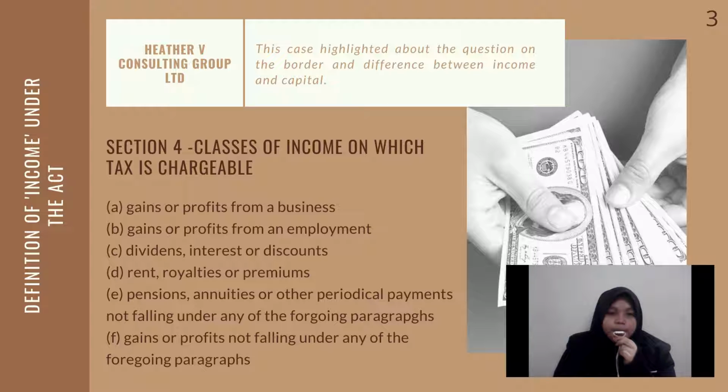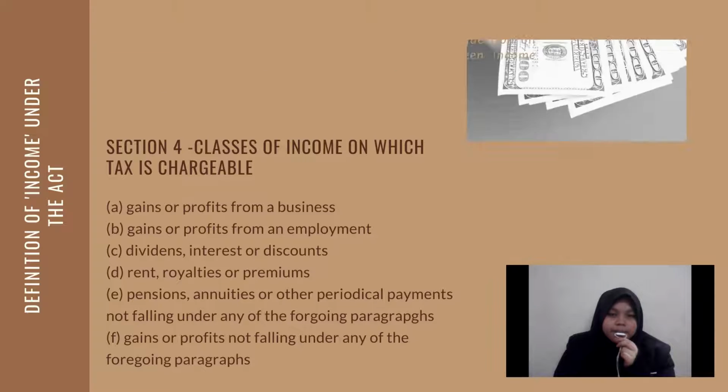There are 6 points in the section that might help in categorizing the income, which are: gain or profit from a business, gain or profit from an employment, dividend, interest or discount, rent, royalties or premium, pension, annuities or any other periodical payment not falling under any of the foregoing paragraphs, and gain or profit not falling under any of the foregoing paragraphs. So, these are the 6 points that might help us in recognizing the definition of income.